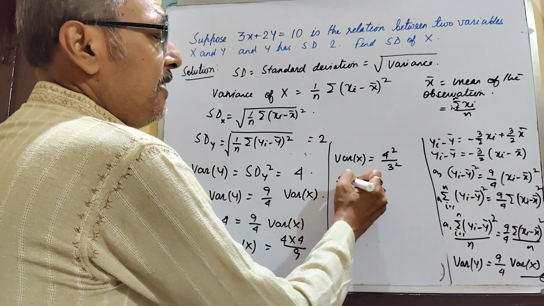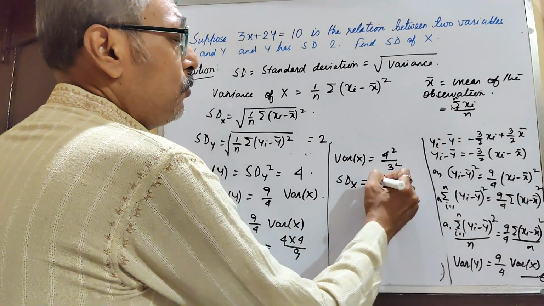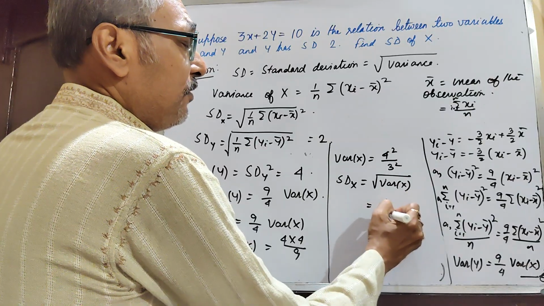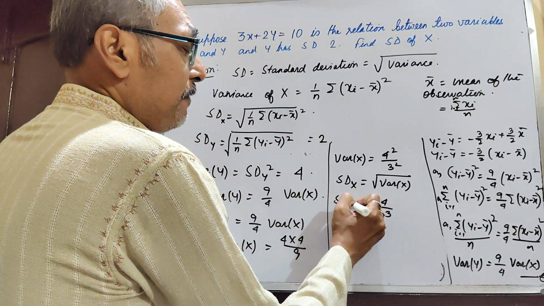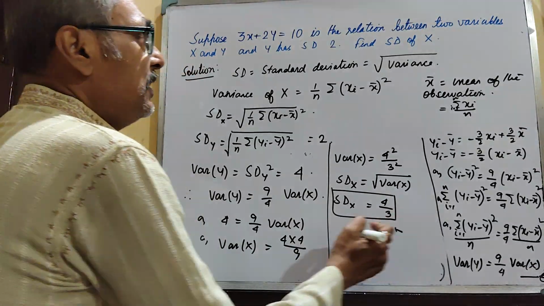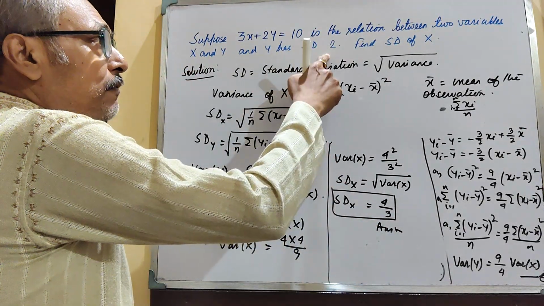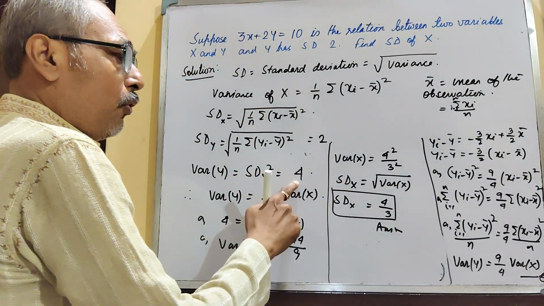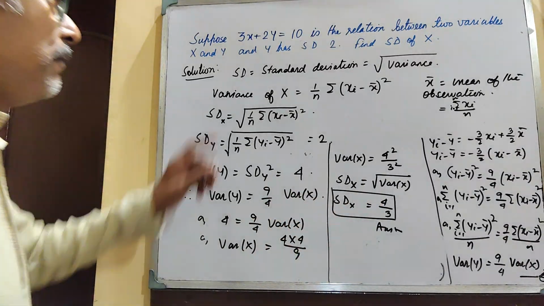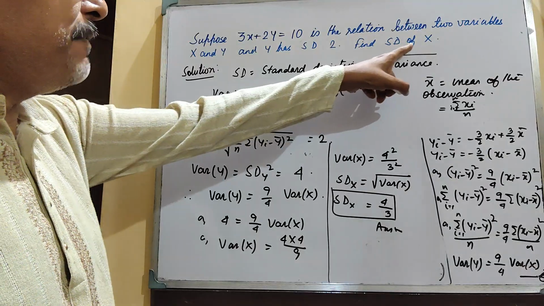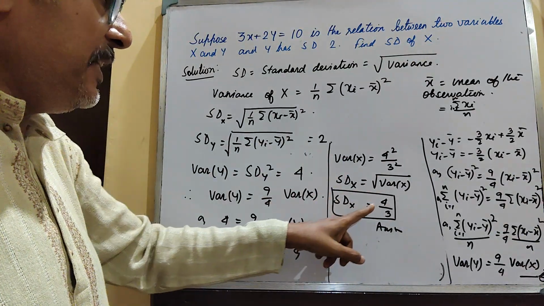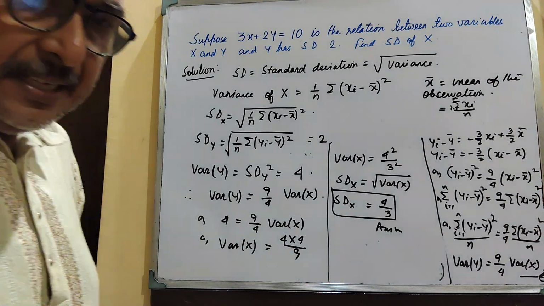Therefore, SD of x is the square root of variance of x. This is 4 by 3. This is the answer. When the SD of y is 2, then SD of x is 4 by 3. The question asked, what is the SD of x? SD of x is 4 by 3.